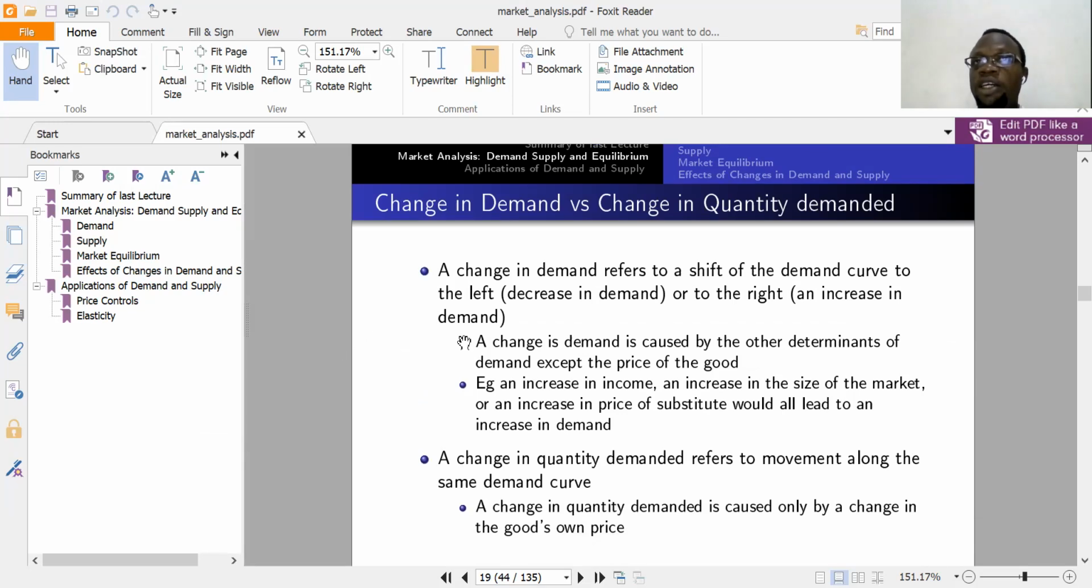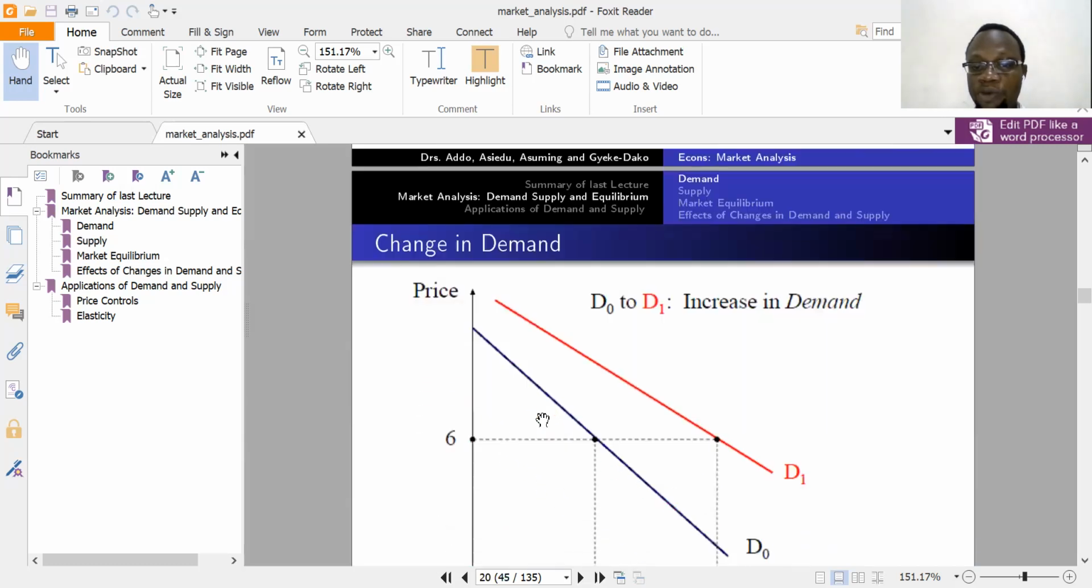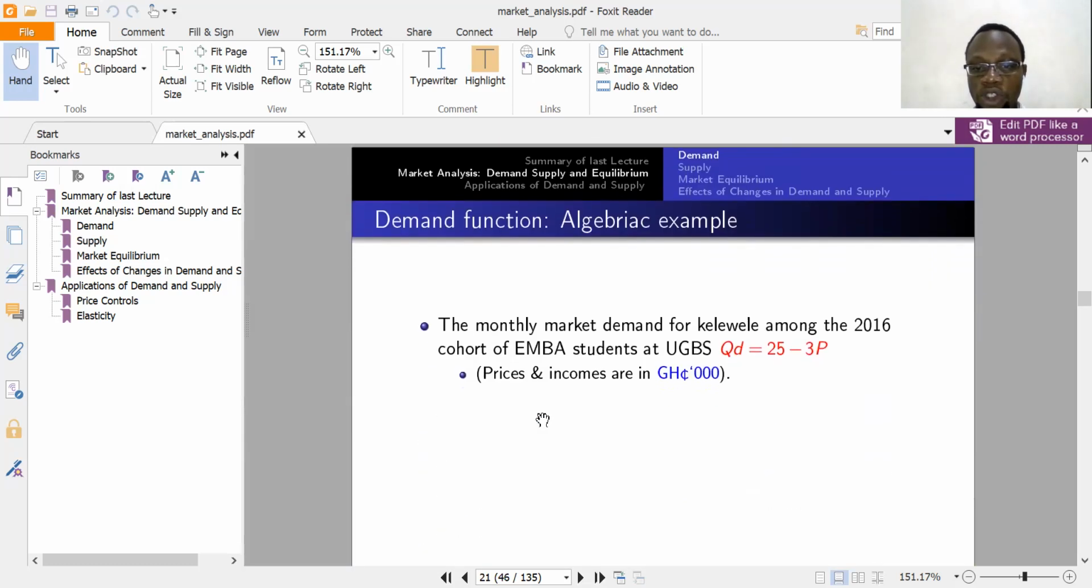And if you followed the last session, we said that a change in demand results in a shift in the demand curve, either to the left or to the right, and it's caused by the other determinants of demand. Whereas a change in quantity demanded refers to movement along the same demand curve, and this is caused by a change in the good's own price, right? So these are very important concepts that we've gone through already. And then I showed you this graph.